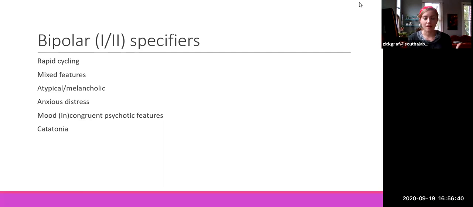Atypical versus melancholic applies to the depressive episodes in bipolar. And it's the same distinction as we talked about in the first mood disorder lecture. Anxious distress, I described a little bit a couple slides ago, but essentially it's a specifier for the mood episode in bipolar disorder. And it's when someone is really depressed and has 5 out of 9 or more symptoms of depression, but also has a lot of anxiety.